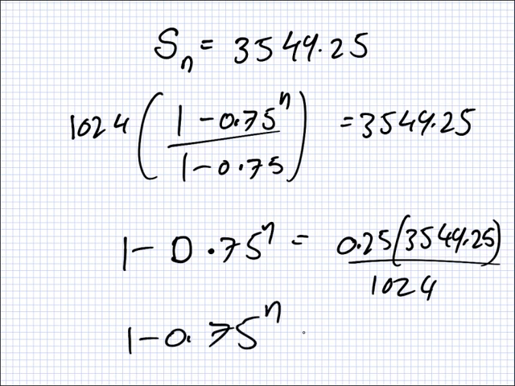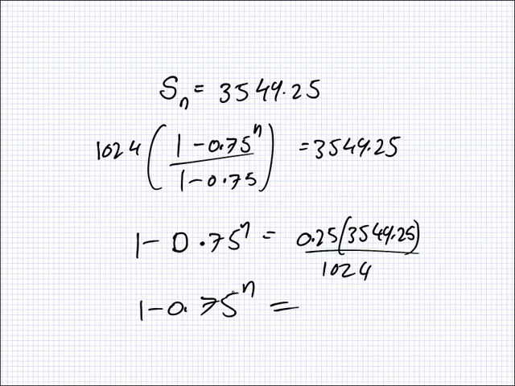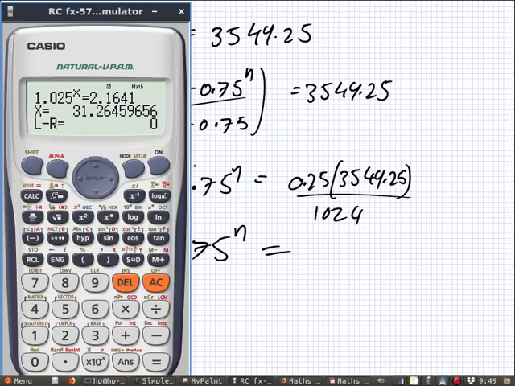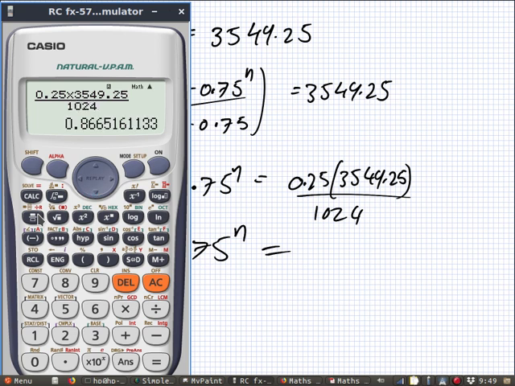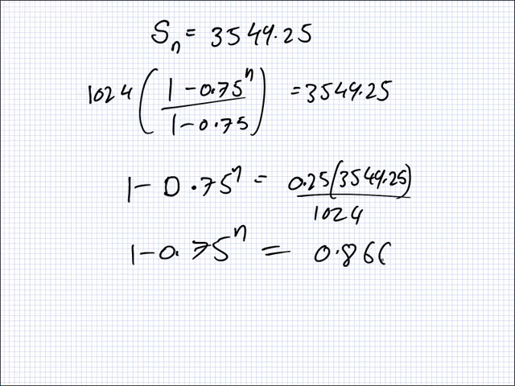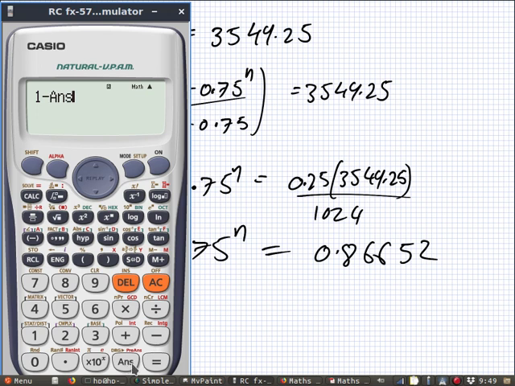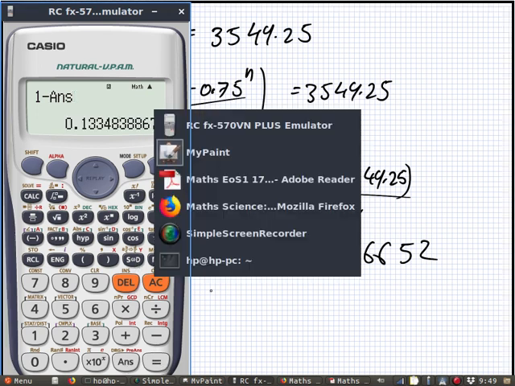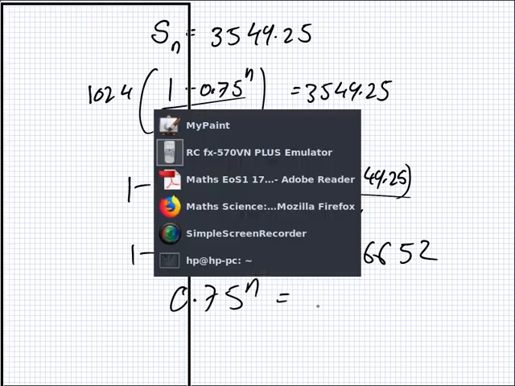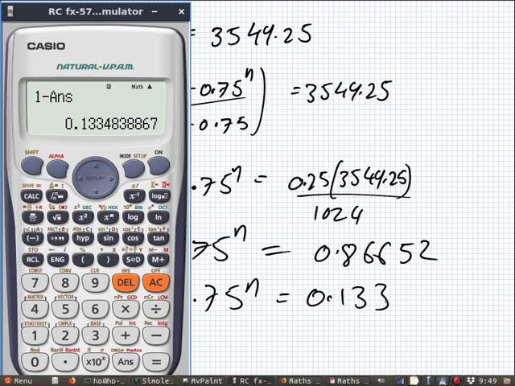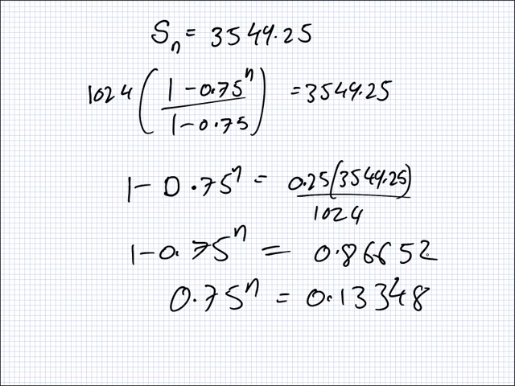Do you have that typed in on the right? What do I get? Actually, I think I have my calculator open. 0.25 times 3549.25 over 1024. 0.86652. So that means if I do 1 minus that, I get 0.75^n equals 0.13348.